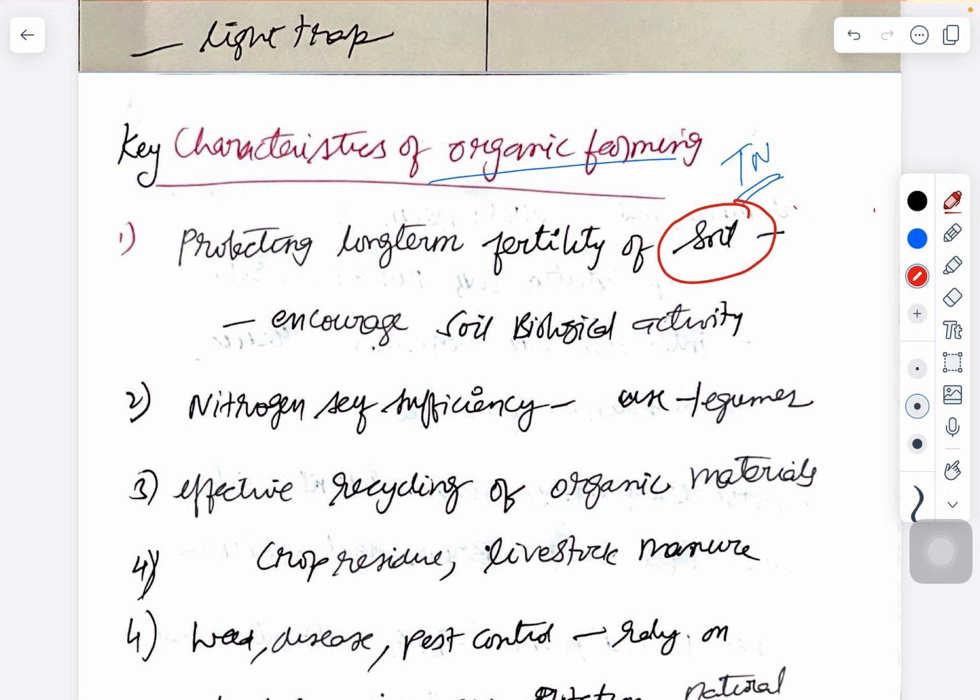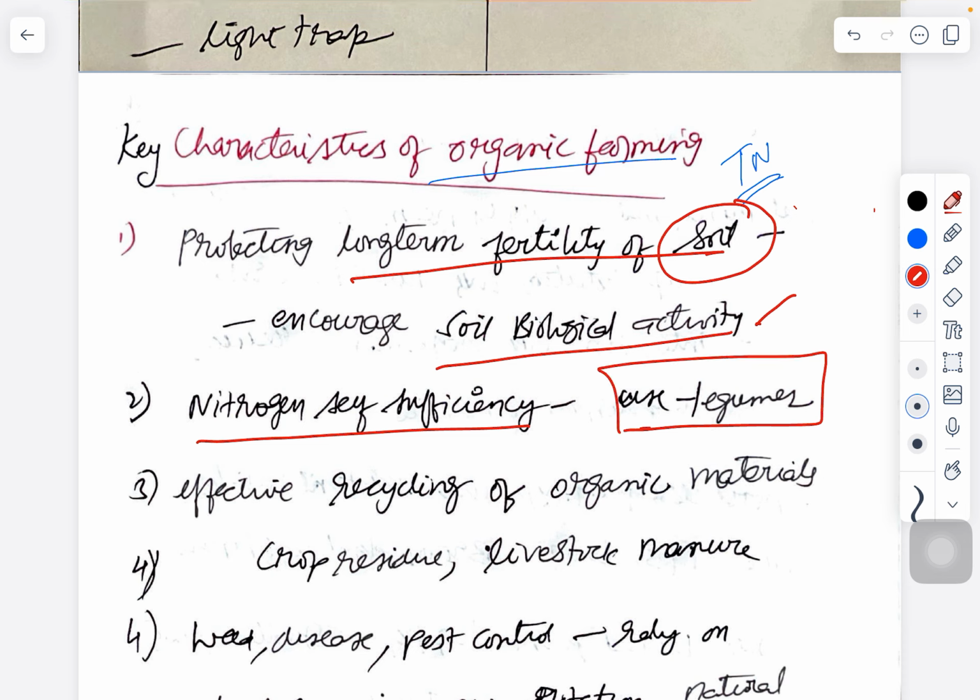One key characteristic is the long-term fertility of the soil, encouraging soil bacterial activity. Don't think that I'm just reading these points, because some points are very self-explanatory, and if you had some ideas, it will help in your revision. For example, instead of adding external nitrogen-based fertilizers, it relies on legumes and on the revival of nitrogen in the soil by natural methods.